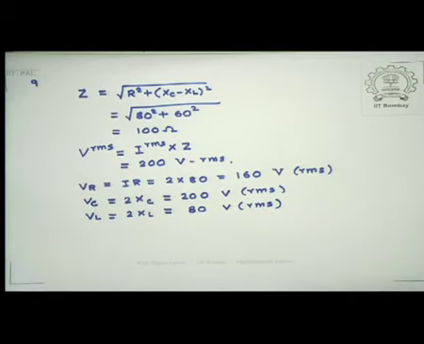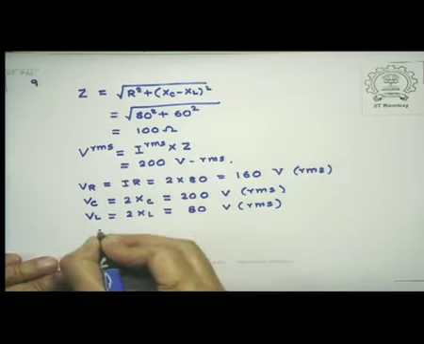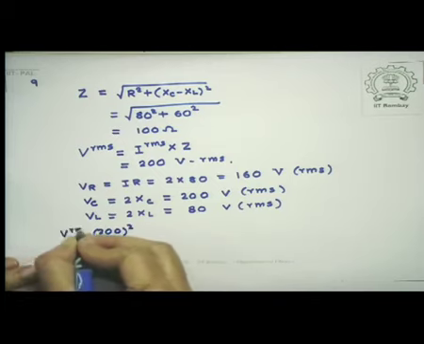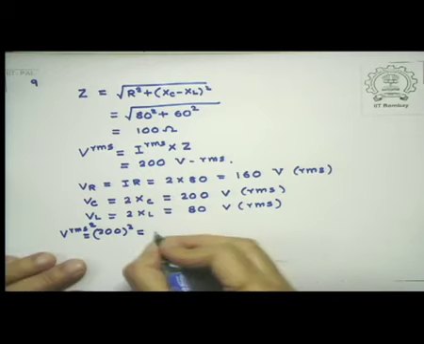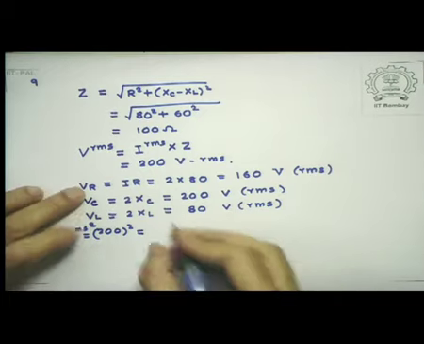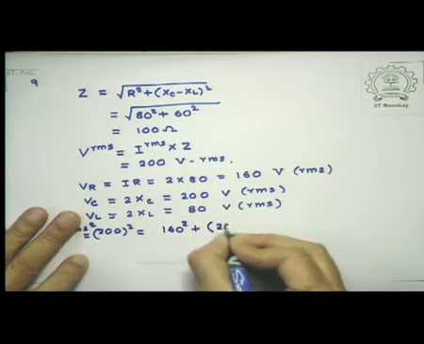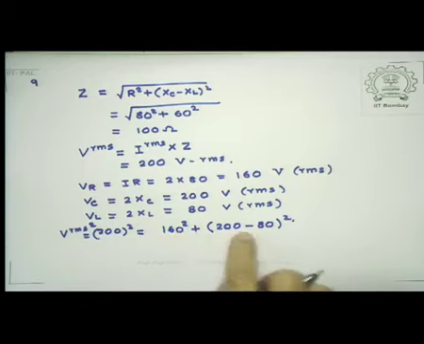Now you can check that the source voltage, RMS source voltage, also satisfies the law of addition of vectors. So you can see that 200 square, that's V RMS square, that's given by VR square, which is 160 square, plus VC minus VL, so 200 minus 80 square. You can check. This is 160 square, this is 120 square, and that exactly works out to 200 square.